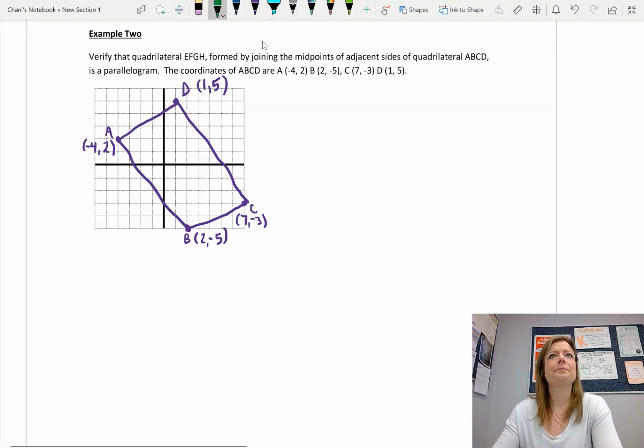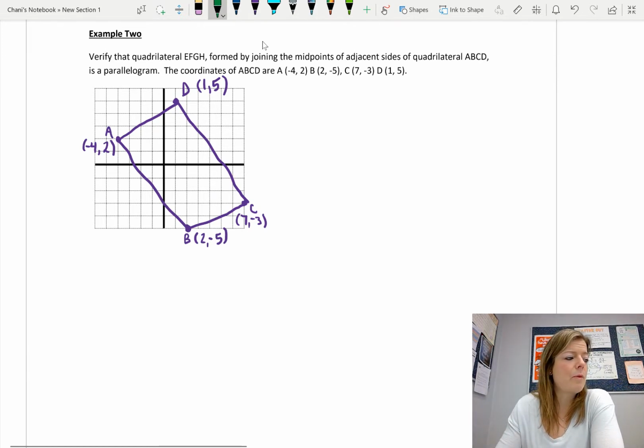Anyways, so there we go. So we want to show that this quadrilateral, EFGH, formed by joining the midpoints of adjacent sides, is a parallelogram. So we need to find E, F, G, and H, which are the midpoints, before we can actually show that it is a parallelogram. So this is quite a bit of work.